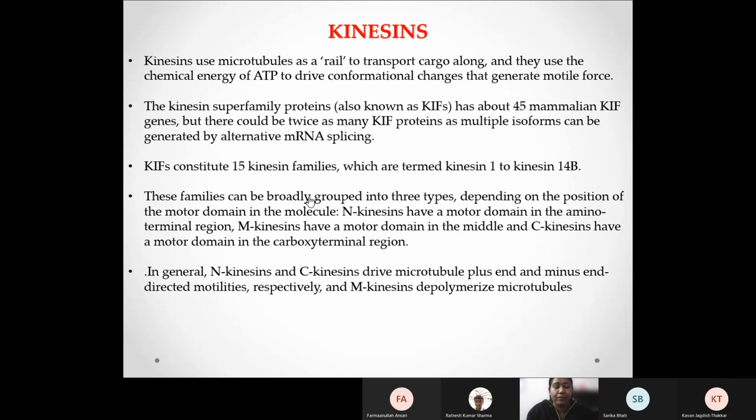Thank you. Perfect. So you see, we are now going to understand kinesins by taking an analogy from myosin.